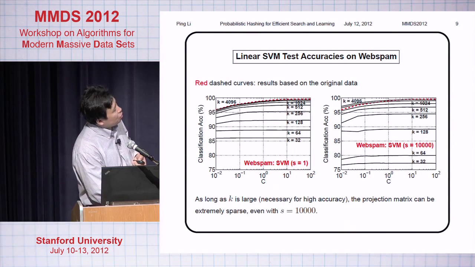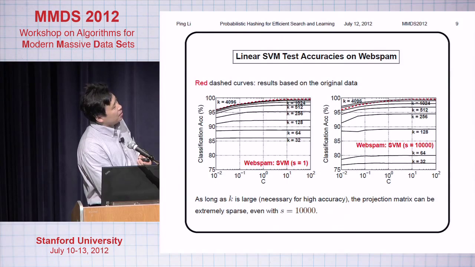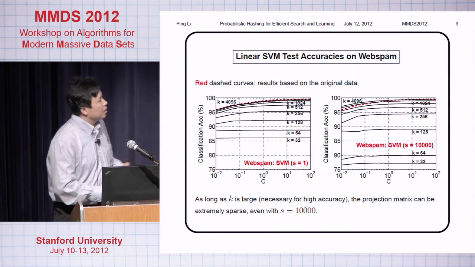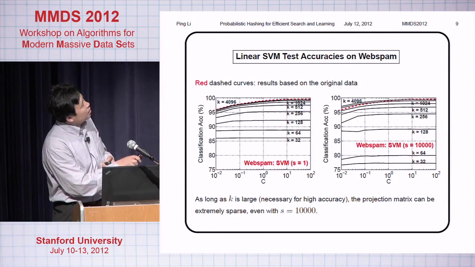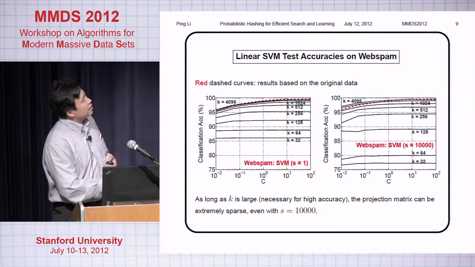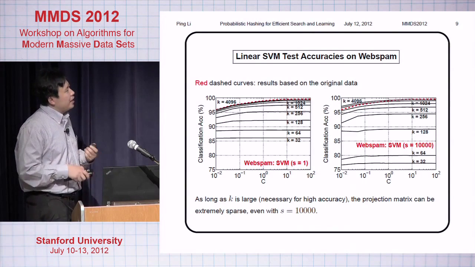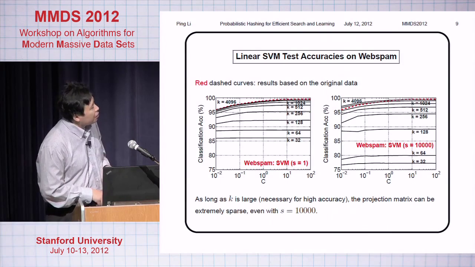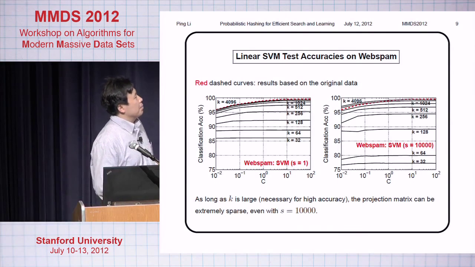And so this shows that even for 10,000 sparse, like 99.99% of the matrix entries are 0, it still works very well for large Ks. So as long as K is large, which is necessary for high accuracy, then the projection matrix can be extremely sparse.